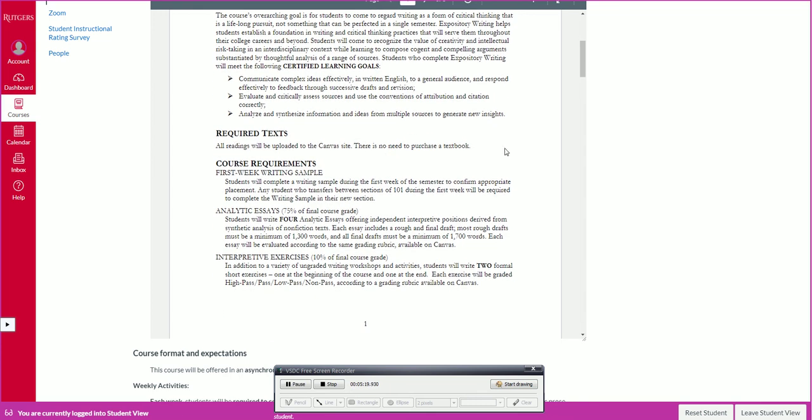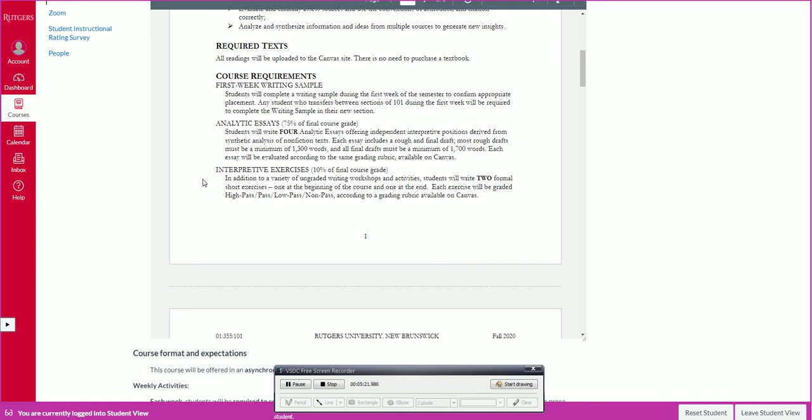First week writing sample. You'll complete a writing sample during the first week of the semester to confirm appropriate placement. Some of you had already gotten started on that. That just makes sure you're in the right place and that you shouldn't be put in one of the feeder courses or put in one of the other higher courses. So just do that. It's not graded. It's just to let us know that you are where you should be.